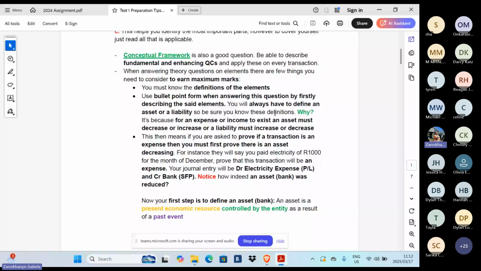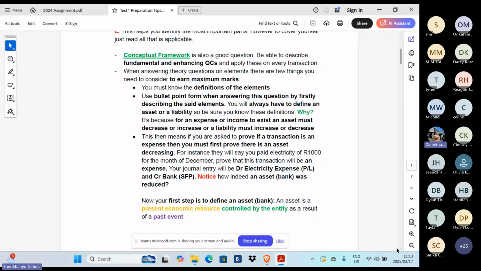All right, this is very important because a lot of people miss out on a lot of marks on this one. What happens if you are asked to define an income or an expense? It's very simple, because the definition of an income or expense says there must be a decrease or an increase in assets or liabilities, which is very nice and simple. However, when you are answering in an exam, eventually you will have to define whether you have an asset or a liability.